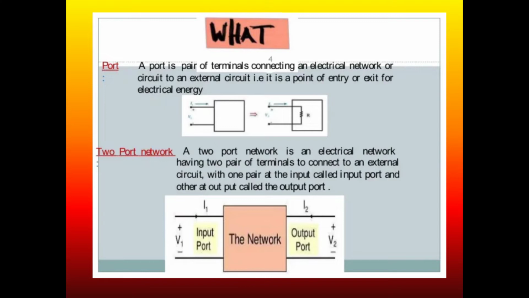Here the input current I1 enters the input port and leaves at the same port as I1. The input voltage is V1. Similarly, I2 enters the output port and leaves through the other terminal, and the voltage V2 is measured across the two output terminals.